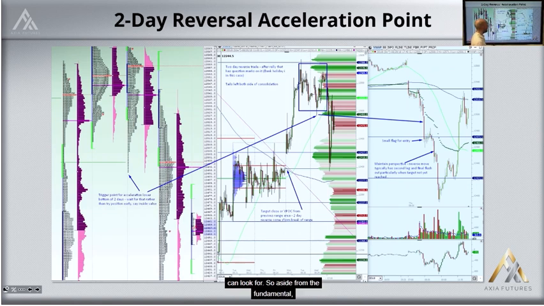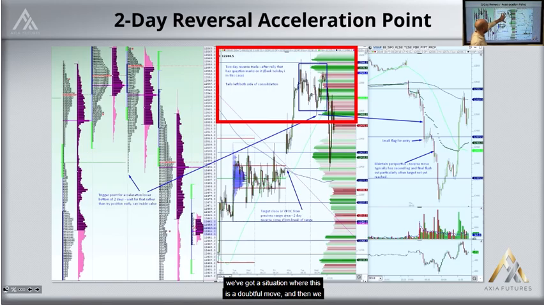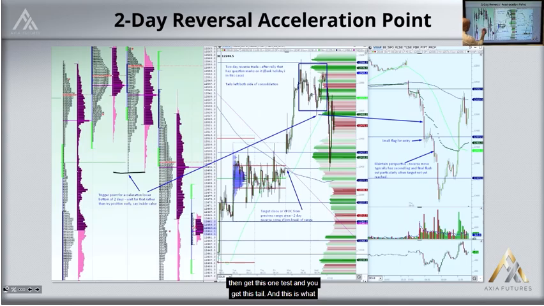So aside from the fundamental, we've got a situation where this is a doubtful move, and then we put in some consolidation. But within this consolidation, you then get this one test down. You get this tail. And this is what I call the buyers getting away with it. Buyers who are determined to stay in this move will get this test down, and this now gives them information. This shows them that that is as low down as they need to go. And so everybody brings their stops to here because they've had the test now. They found out that sellers have got no more down here and that buyers are able to push the market back up. So this becomes your acceleration point.